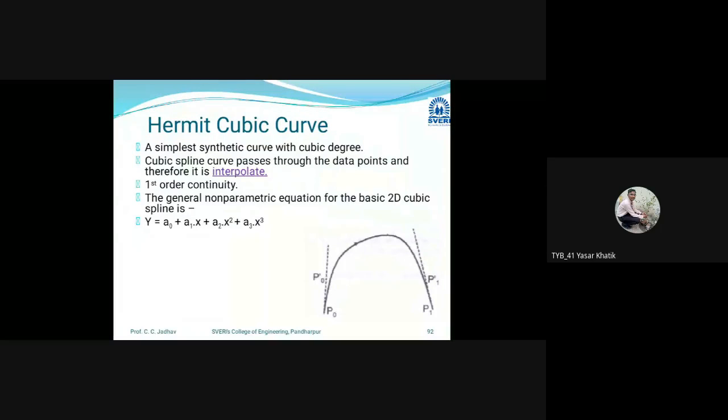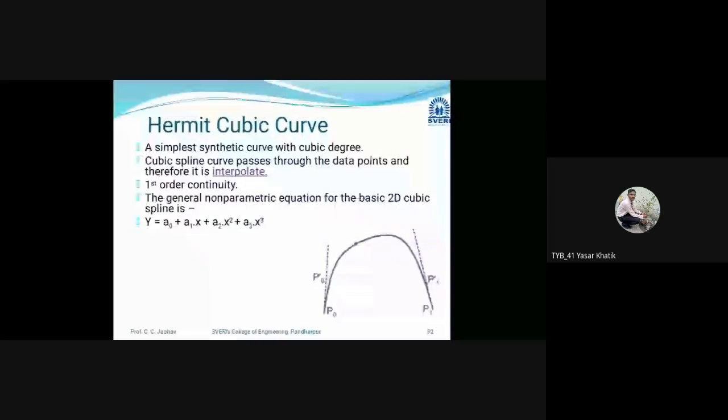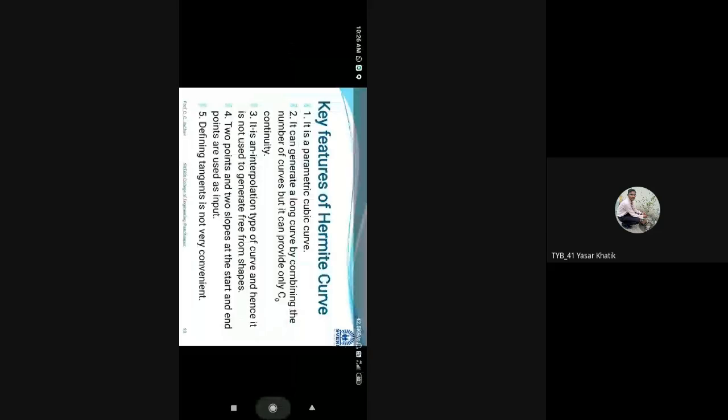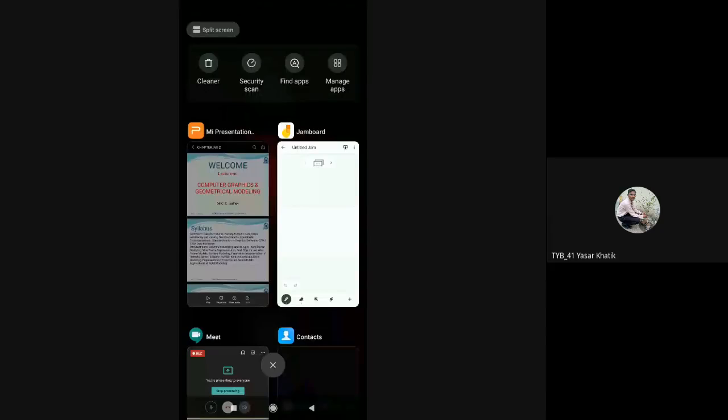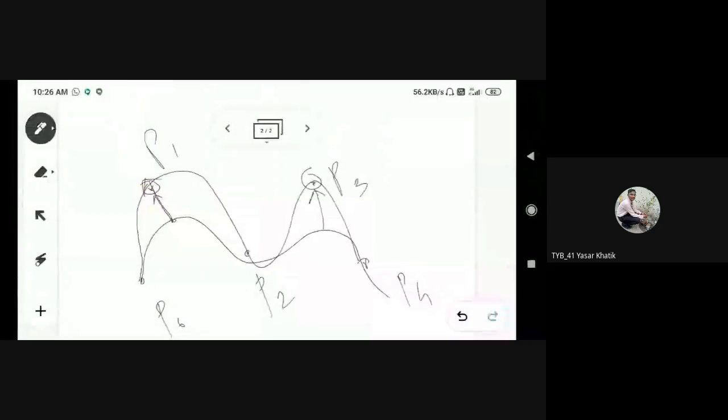The Hermite curve is fitted to a set of data points, meaning the curve passes through the data points and the tangents at the start and the end point. It expresses the shape of the Hermite curve, and it is also called a cubic spline curve. Now you can observe there are 4 points. Actually 2 points, meaning you can just draw with increased order of continuity.